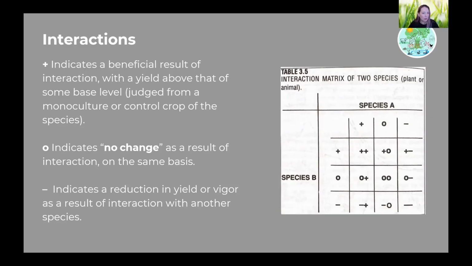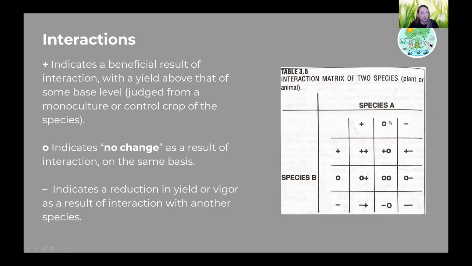Really quickly, let me go through and show you what we're looking at. Here, we can see that this is a positive or a plus sign. That is going to be used to indicate that there is a beneficial result taking place, a beneficial interaction. The yields might be increased, or there's some sort of thing that's happening in that relationship that's causing benefit to one or both of the plants.